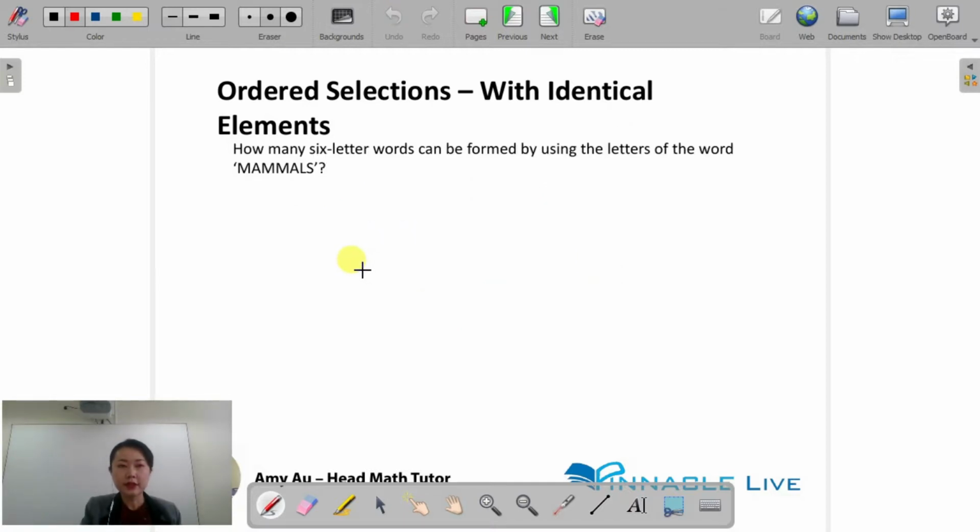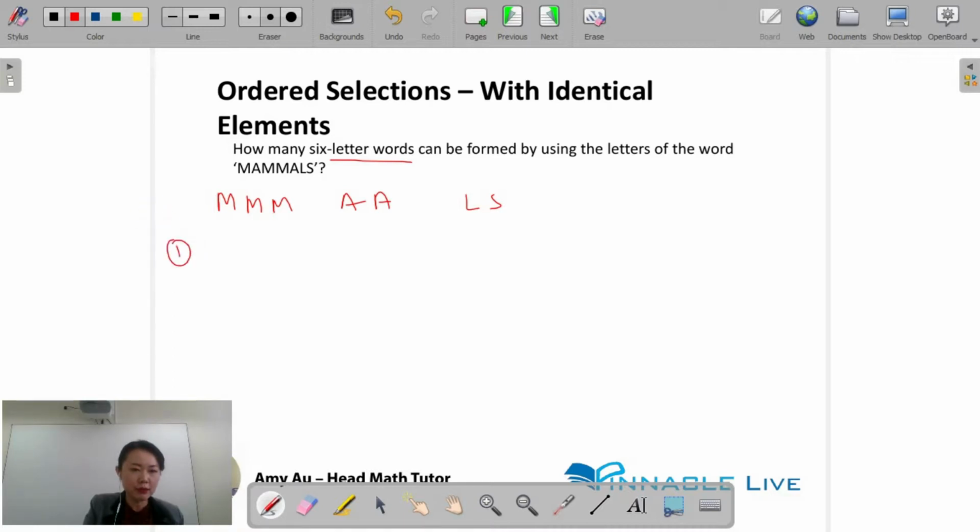Alright, so moving on. More selections with identical elements, so mammals this time. Now this one's a bit tricky because mammals has 7 letters. So M, M, M, A, A, L, S. 7 letters, but we're only forming a 6-letter word. So now you have to actually think about your calculation and how that's affected depending on which letters you decide to use or drop. This is an instance where we have to consider cases because it really depends on which letter you don't end up using.